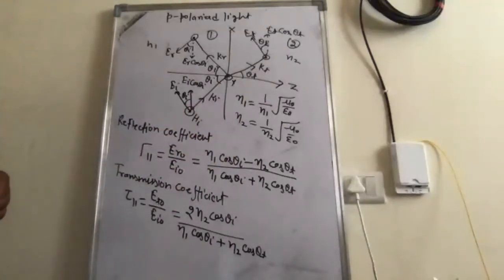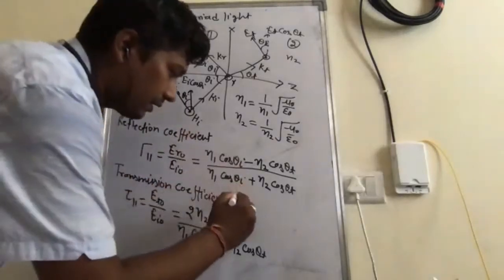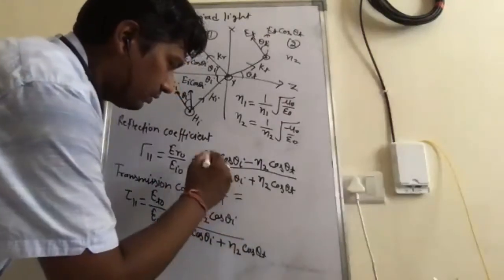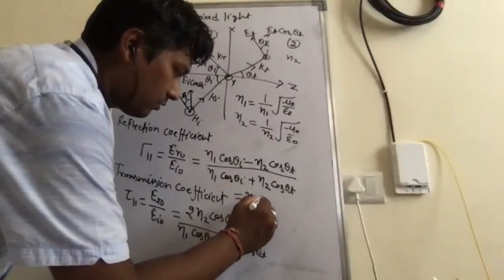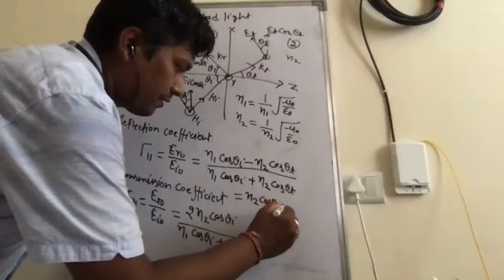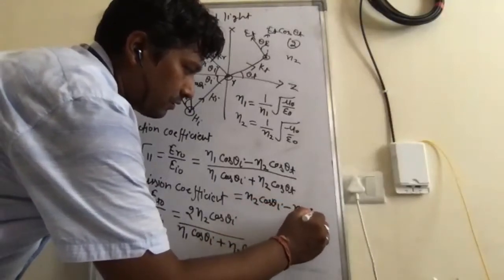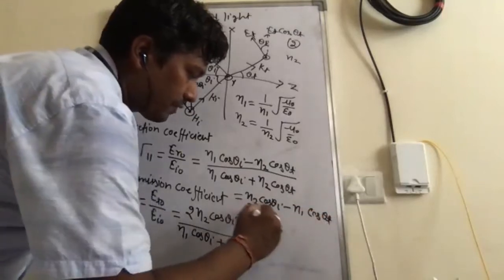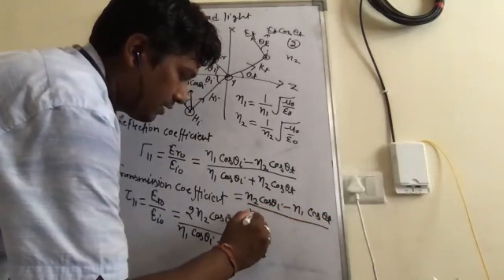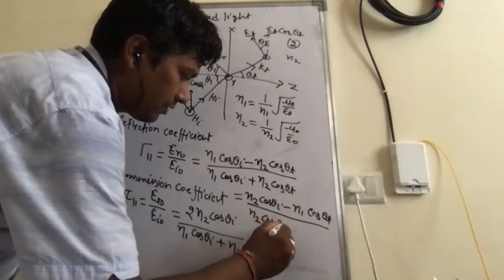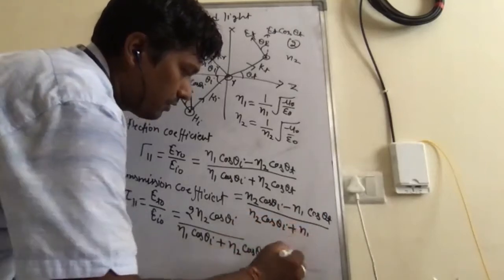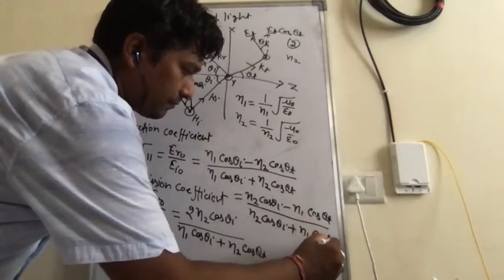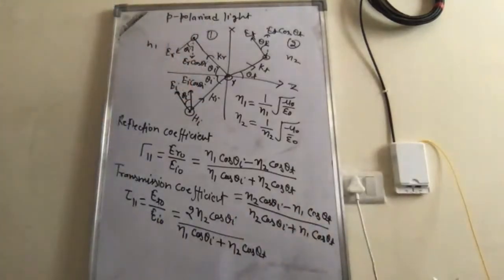So we can write these equations in terms of the refractive index, and this will be equal to, I'm going to write here, n2 cos theta I minus n1 cos theta t divided by n2 cos theta I plus n1 cos theta t, right? Is it okay?